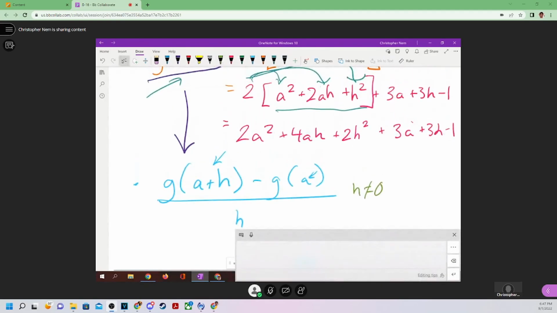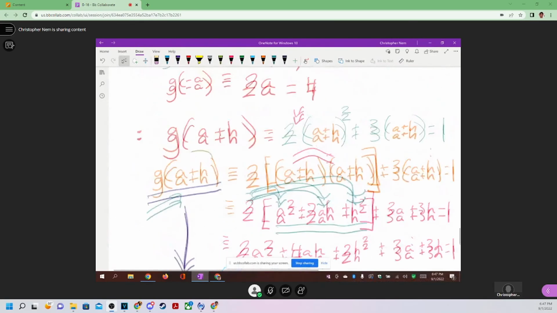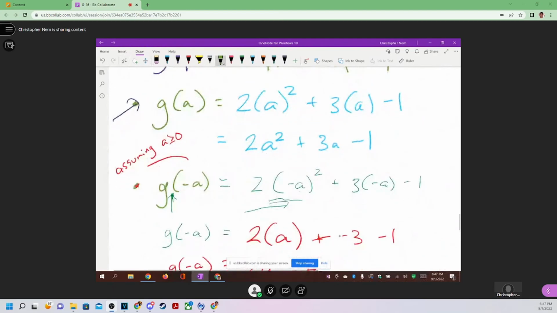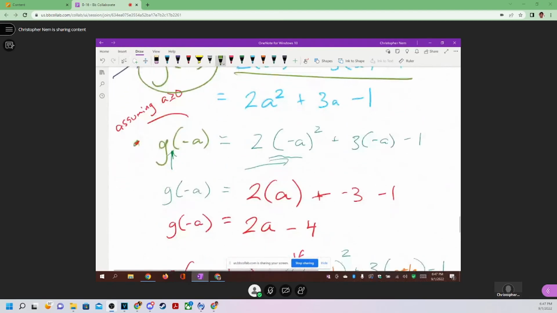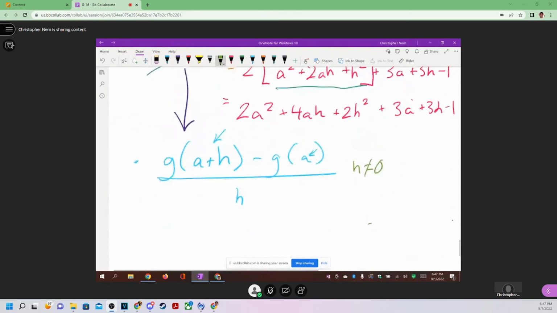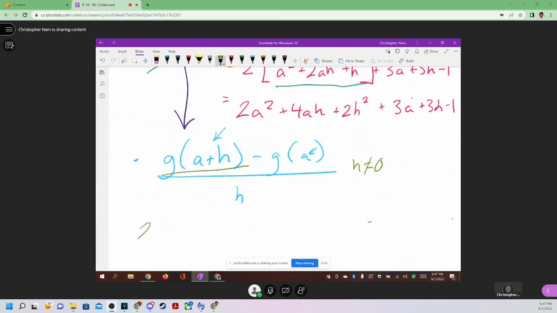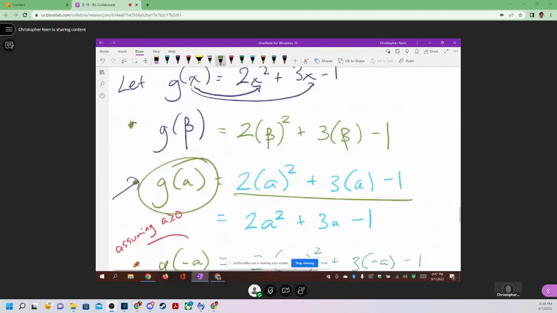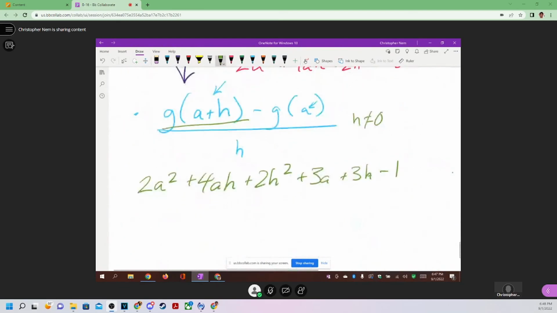This seemed like a lot of mess and everything, but thankfully we did all the scratch work. We have this. We have this. All we have to use is the previous answers to make our life easier. So if I plug this in, I get 2a squared plus 4ah plus 2h squared plus 3a plus 3h minus 1. Now I got to add in the g of a. G of a is 2a squared plus 3a minus 1.